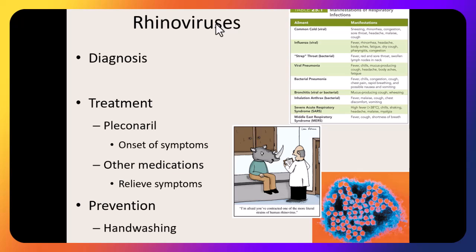Oh, you have a cough? We'll take some over-the-counter cough medicine. You know, you got a runny nose? Well, there's some Kleenex and maybe some decongestant. The best way to prevent getting a rhinovirus, hand washing is going to be the top way to prevent it.